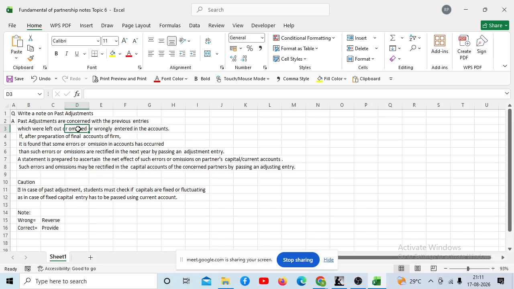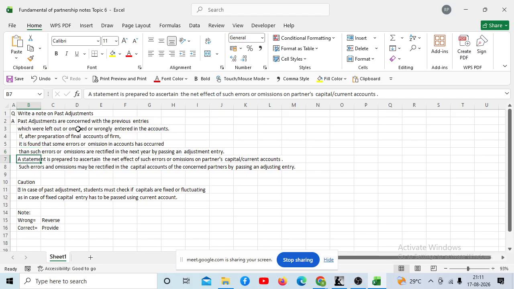So, if after preparation of final accounts of the firm, it is found that some errors or omissions in accounts have occurred, then such errors or omissions are rectified in the next year by passing an adjustment entry, right? It means if they find that there was some mistake in the previous year, they will rectify that mistake in this year by passing an adjustment entry. Okay, now how is it done?